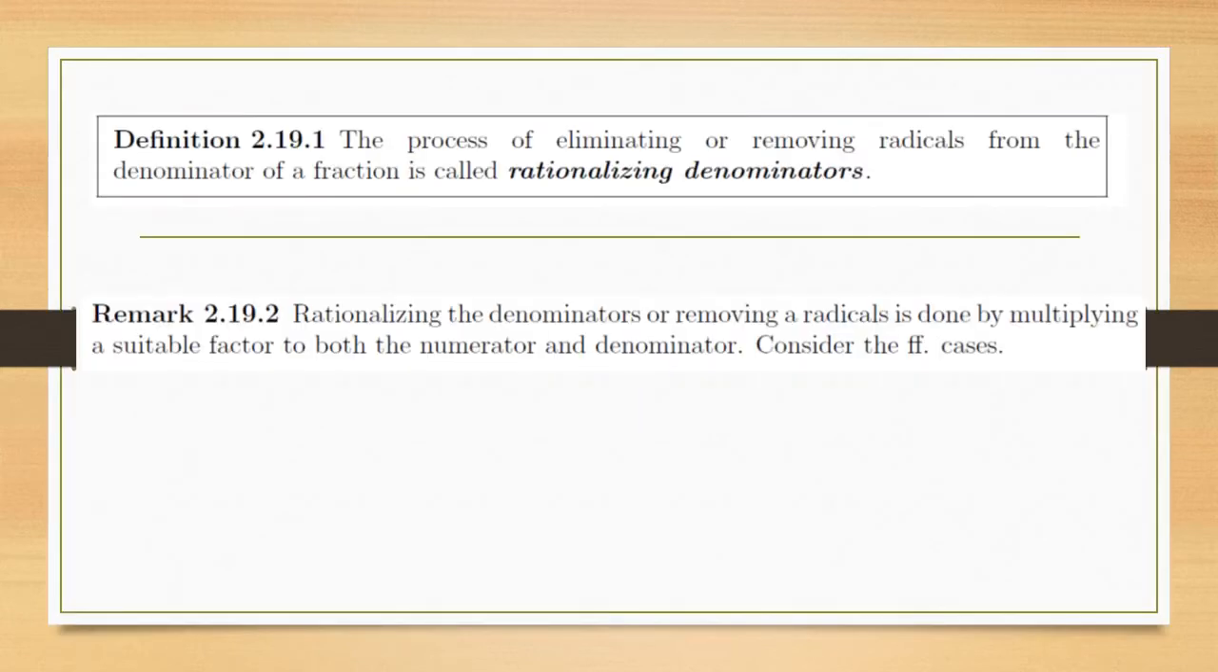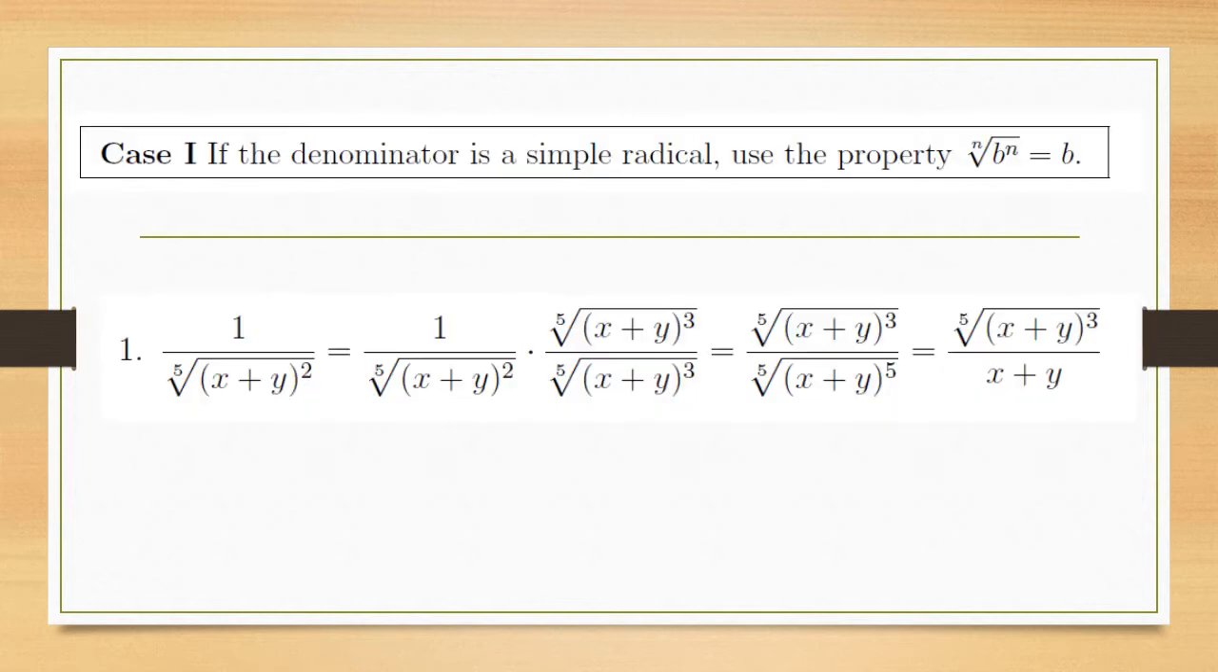The process of eliminating or removing radicals from a denominator of a fraction is called rationalizing denominators. Here, rationalizing denominators, or removing radicals, is done by multiplying a suitable factor to both the numerator and denominator. We will be discussing three cases here.